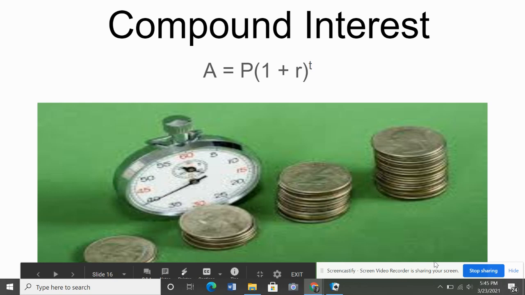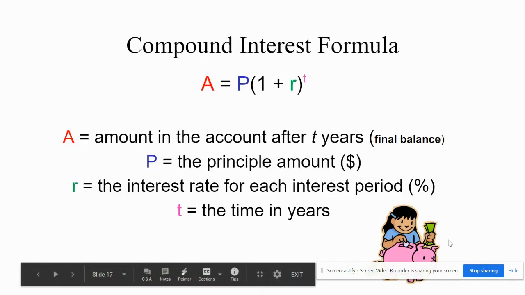Today we're going to focus on compound interest. And I want you to notice that the formula is quite different from simple interest. So here we have the formula.